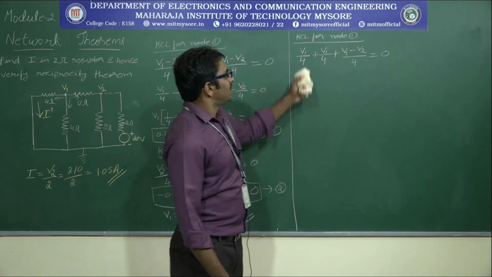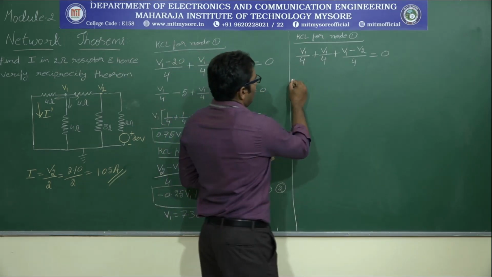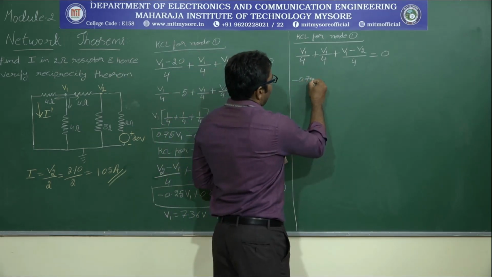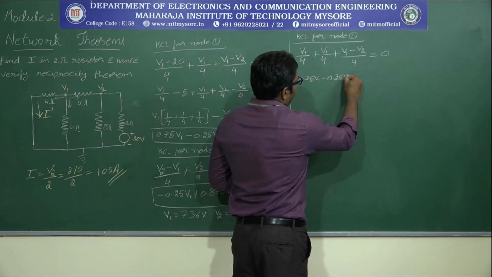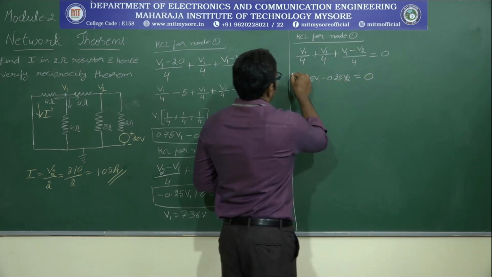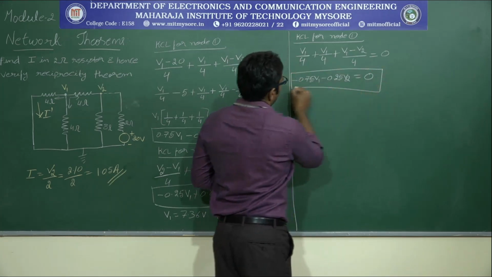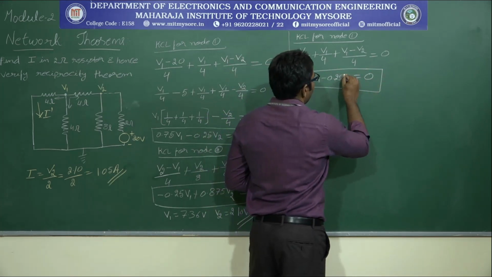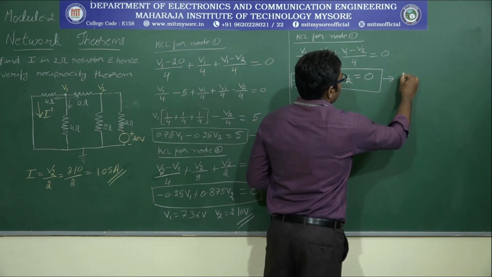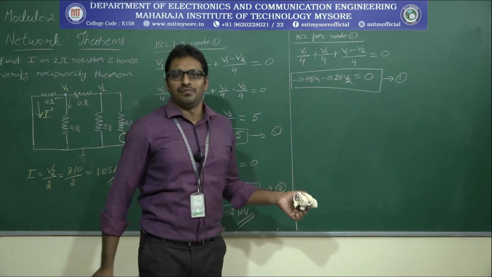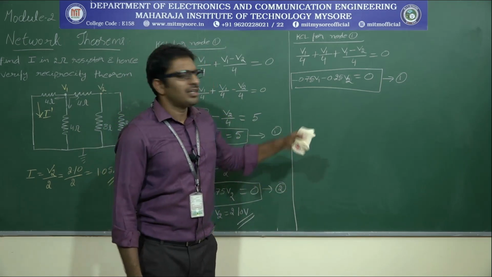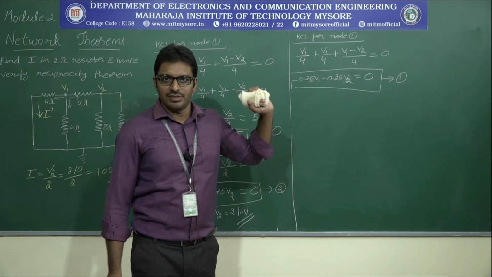Is that clear? Just simplify this equation, and you will get minus 0.75 V1 minus 0.25 V2 equal to 0. Call it equation 1. This is equation 1 for case number 2. Don't get confused, otherwise we can name it equation 3 also.